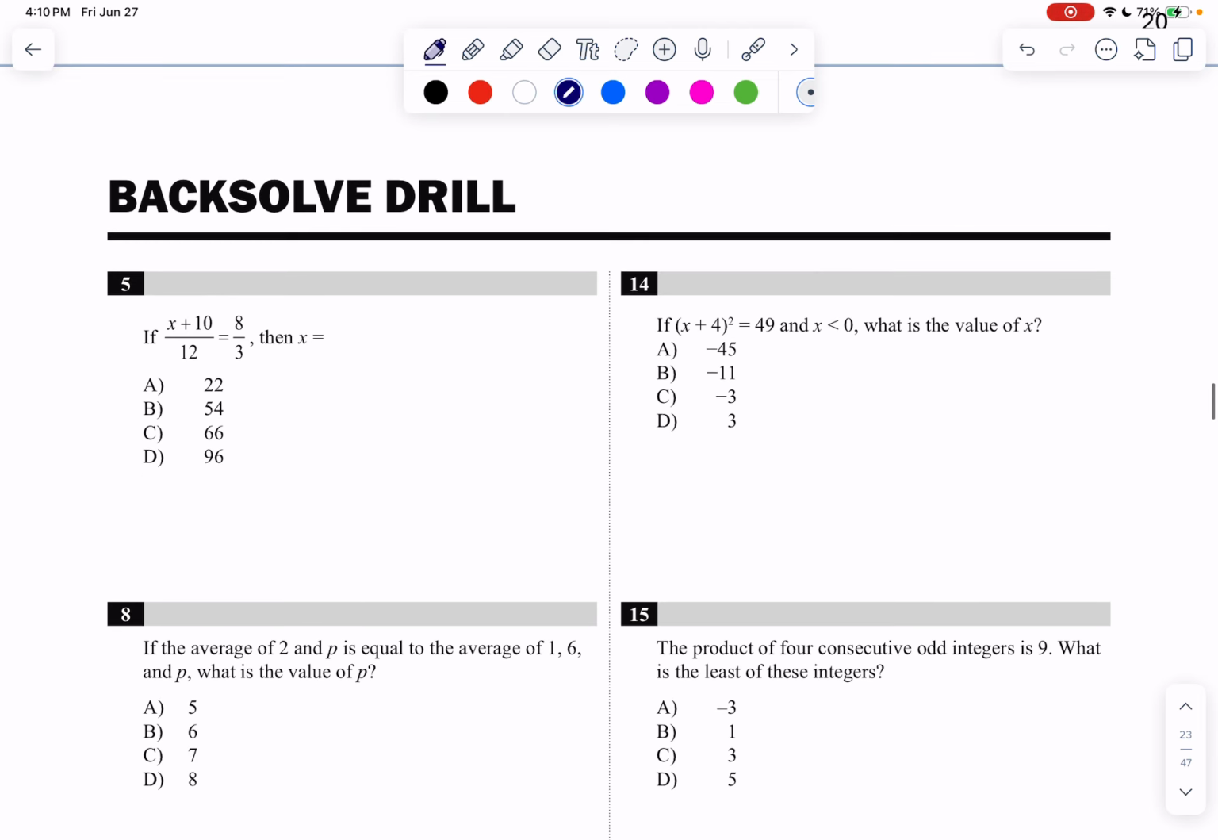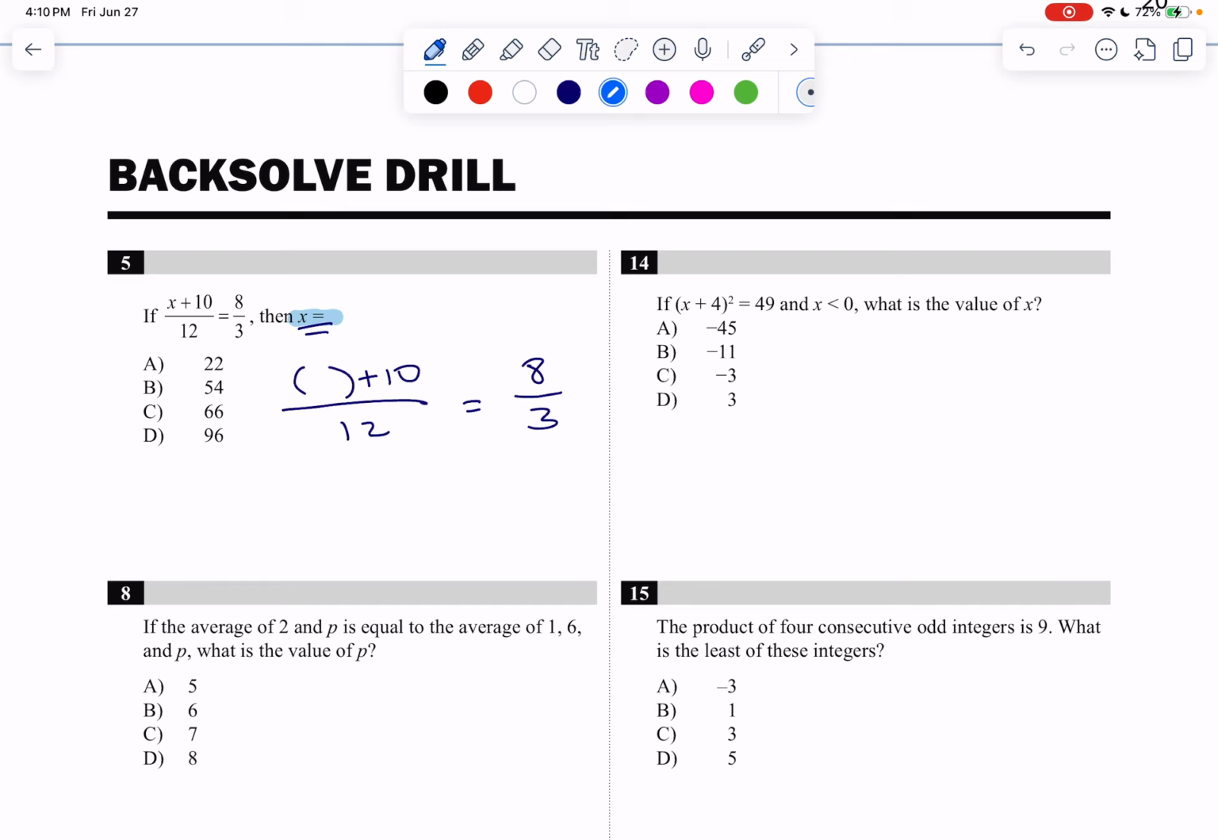So for this first one, we're looking for X. X could be 22, 54, 66, or 96, and we're going to pop it back in and see if it works. So it's going to go back in for X. That spot in the equation up there is X. And I'm going to pop in the answer choices and see which one could give me 8/3. So let's try 54 first. Here I get 64 over 12 equals 8/3.